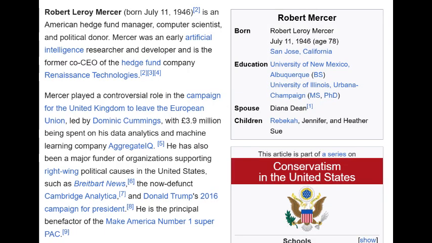Now, Robert Leroy Mercer is an American hedge fund manager, computer scientist, and political donor. Mercer was an early artificial intelligence researcher and developer and is the former co-CEO of the hedge fund company Renaissance Technologies. Mercer played a controversial role in the campaign for the United Kingdom to leave the European Union, led by Dominic Cummings, with £3.9 million sterling being spent on his data analytics and machine learning company Aggregate IQ. He has also been a major funder of organizations supporting right-wing political causes in the United States, such as Breitbart News, now defunct Cambridge Analytica, and Donald Trump's 2016 campaign for president. He is the principal benefactor of the Make America Number One Super PAC.